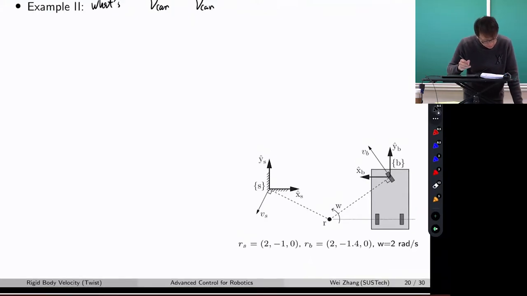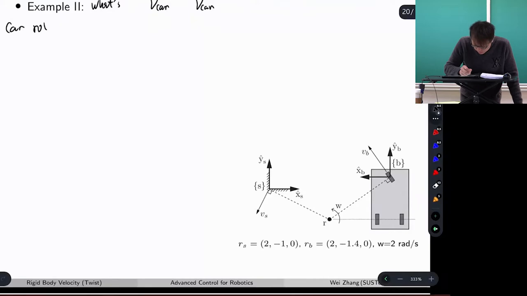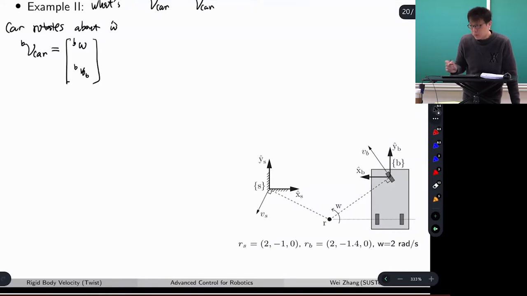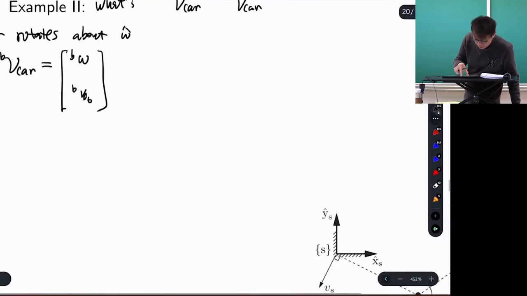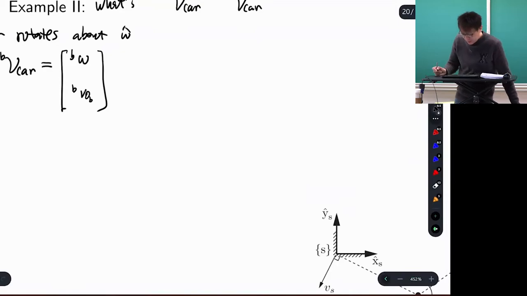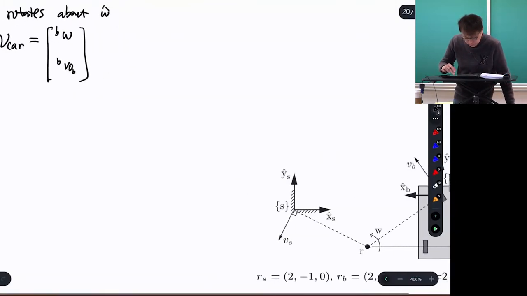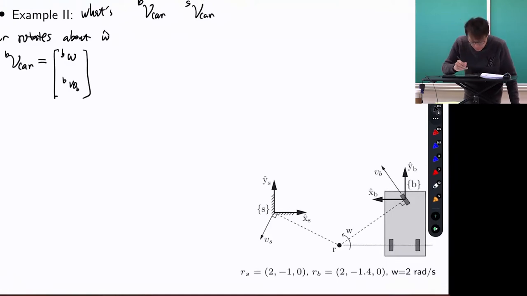Let's say first, the car rotates about omega hat. So first we need to find V car with respect to frame B, two parts: omega B and V B, this is O B, okay? If I want to be clearer, you need to specify more things. So O of B, the origin of B, okay?